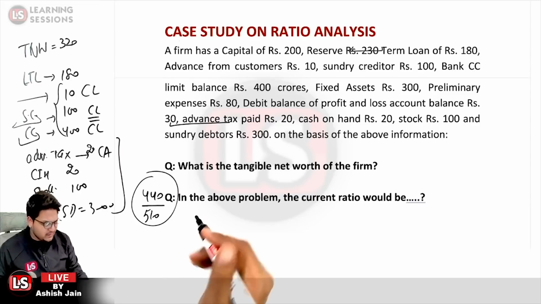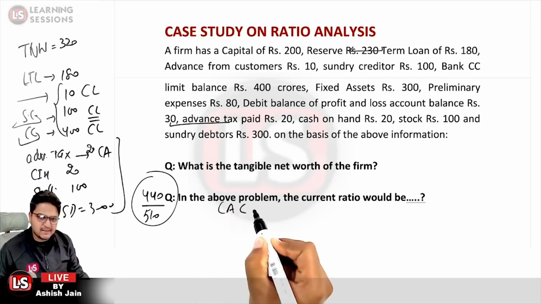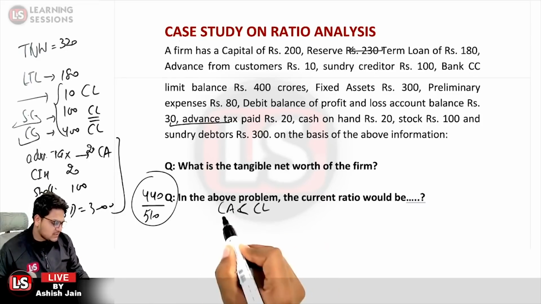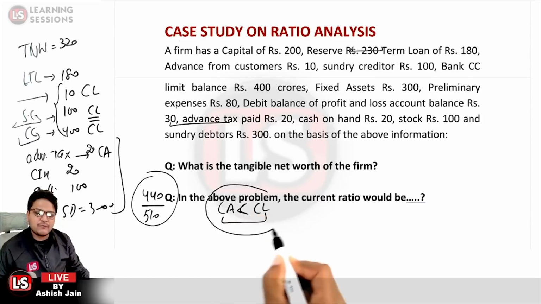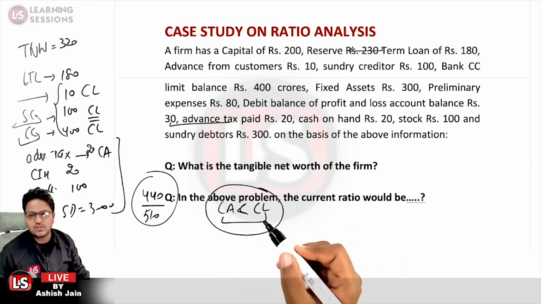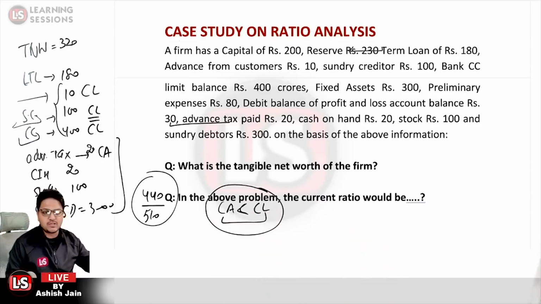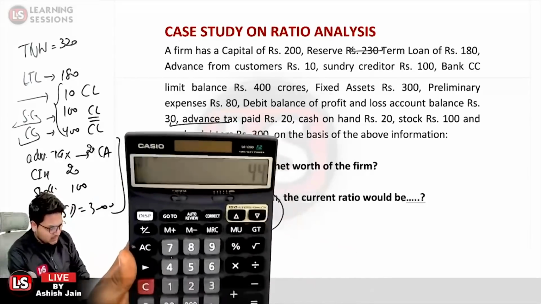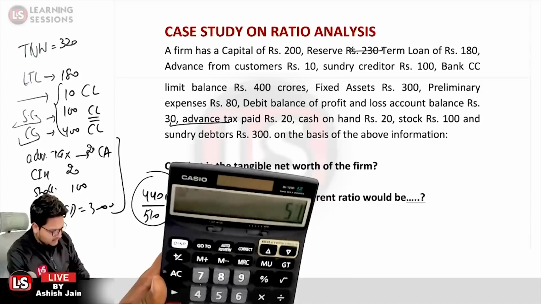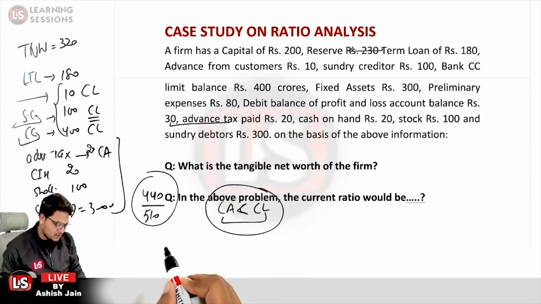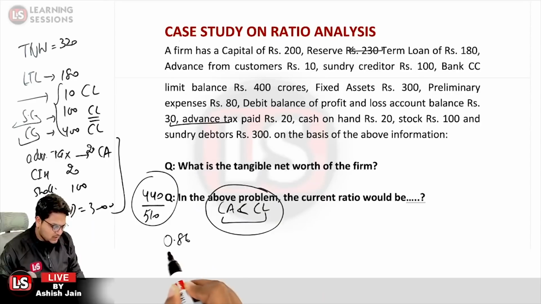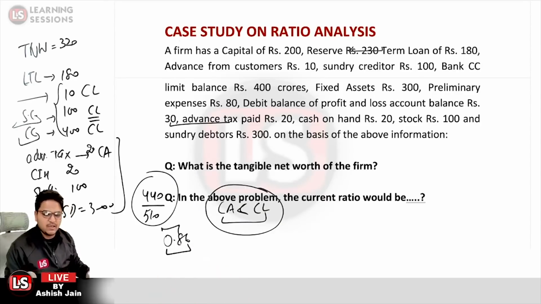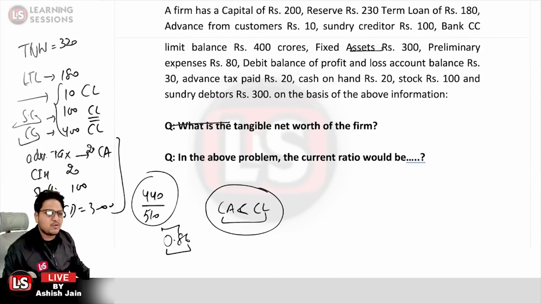As you can clearly see, the current assets are lesser than the current liabilities. What does it indicate? It indicates that the firm has to borrow short-term funds so as to meet its day-to-day obligations. So what would be the current ratio? It is 440 divided by 510. That is not acceptable at all. So here the current ratio comes out to be 0.86, and that would be the answer. Now let's move to the next question.